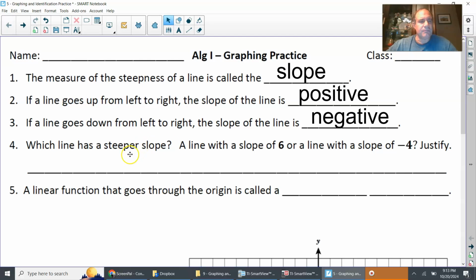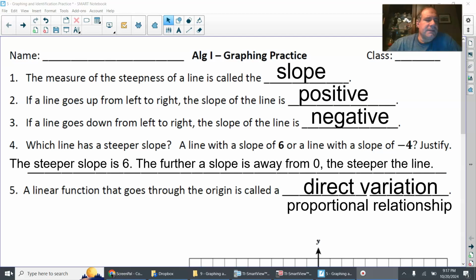It's a negative slope. Which line has a steeper slope? A line with a slope of 6, a line with a slope of -4. And it says justify. The line with a slope of 6 is a steeper slope. Doesn't matter if it's positive or negative. 6 is steeper than 4 because it is further away from 0. The further a slope is away from 0, the steeper the line.